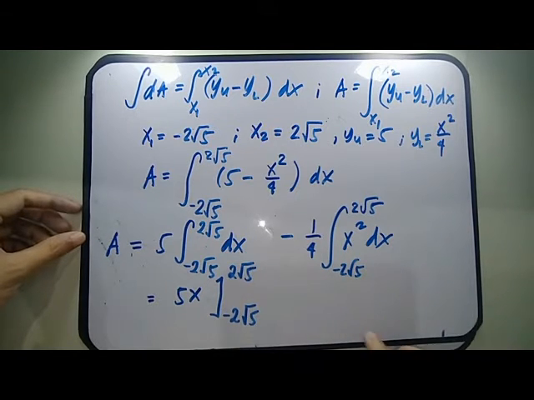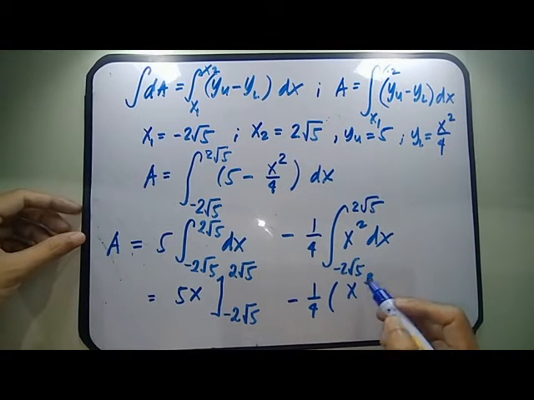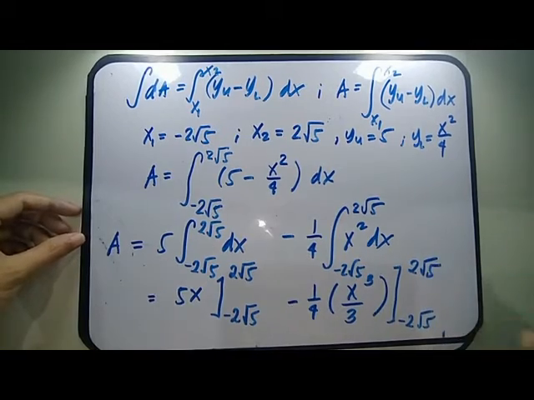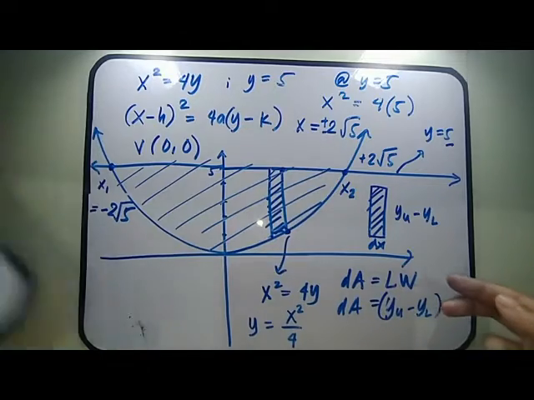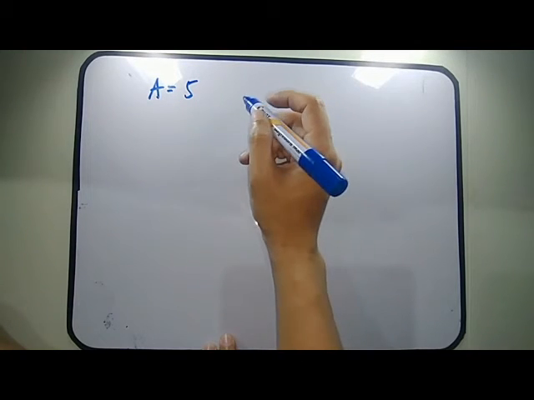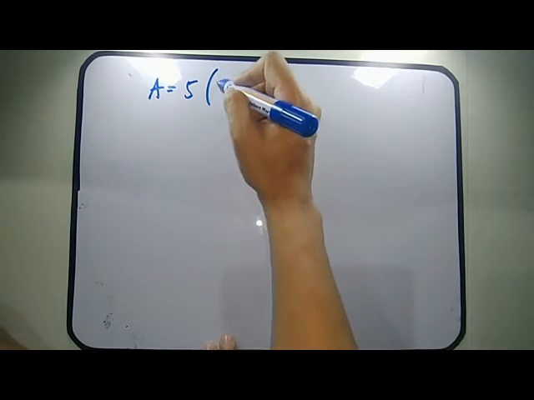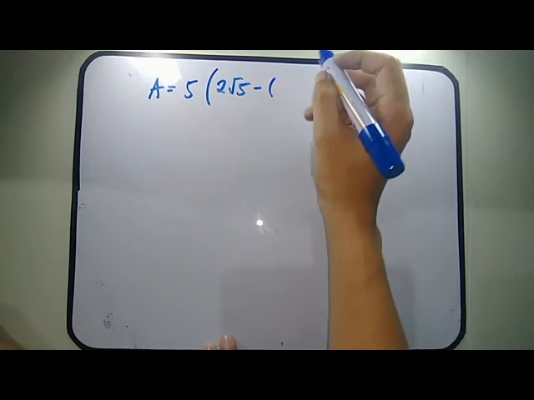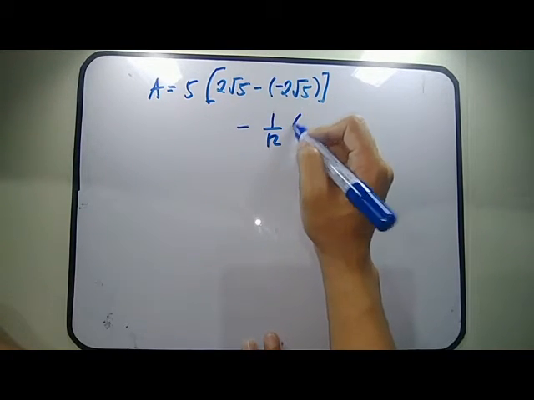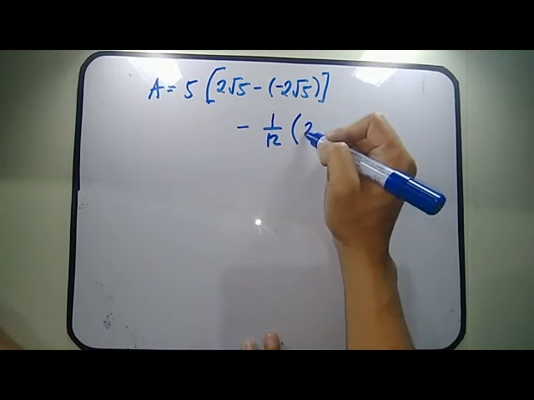The integral of 5 dx is 5x. So the limit is from negative 2 square root of 5 to 2 square root of 5, minus 1/4. So we need to add to the exponent. So this formula is the power formula. So that is x cubed all over 3 from negative 2 the square root of 5 to positive 2 the square root of 5. So we just substitute all these values. So you subtract the lower limit from the upper limit. So we are required to find this area here. So area is equal to 5 times x, so that is 2 square root of 5 minus negative 2 the square root of 5. So you just substitute all those limits and subtract. Here, minus 1 over 12. So that is 1/3 times 1/4, so 1 over 12.